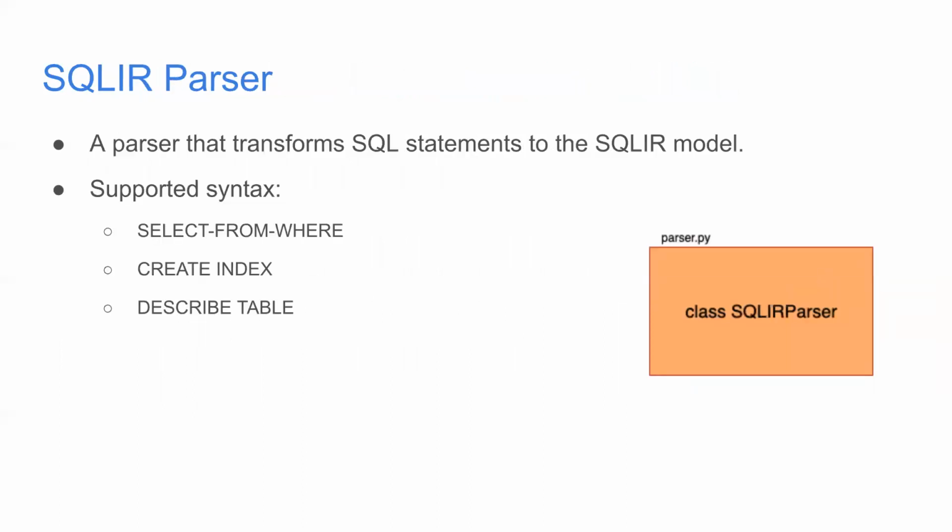Next is the SQLIR parser. It is a parser that will translate SQL statements into SQL intermediate representation. It supports the basic syntax necessary to interact with Skyhook at this time. Selection and projection queries are supported, including compound selection. You can create an index to perform queries on, and you can access the metadata of a table using the describe statement.